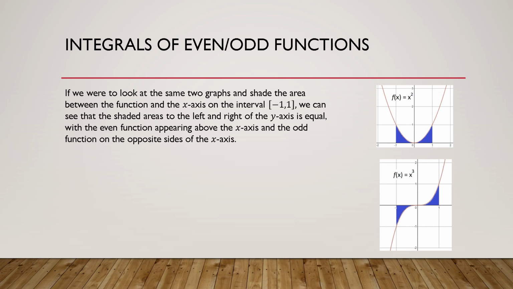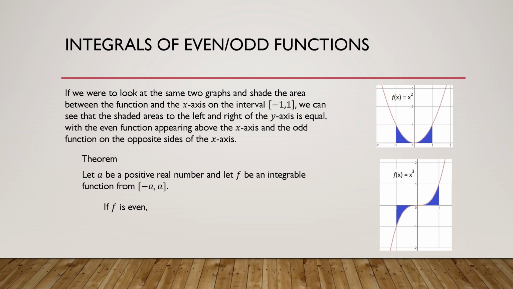From this, we can derive the following theorem. Let a be a positive real number, and let f be an integrable function from -a to +a. If f is even, then the integral from -a to a of f of x dx equals 2 times the integral from 0 to a of f of x dx. If f is odd, then the integral from -a to a of f of x dx equals 0.